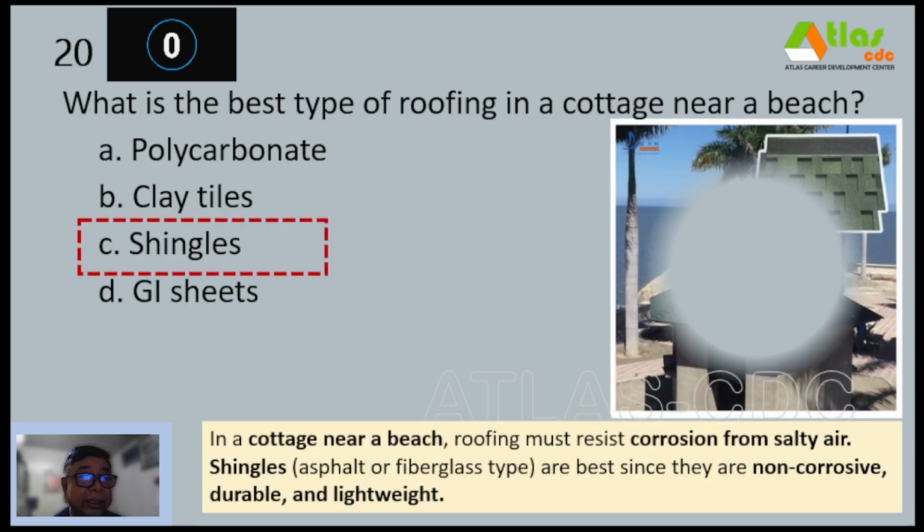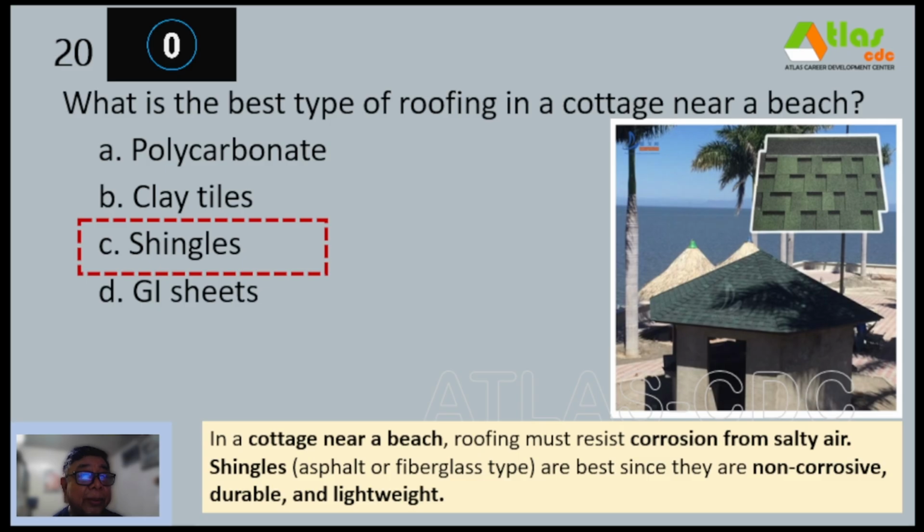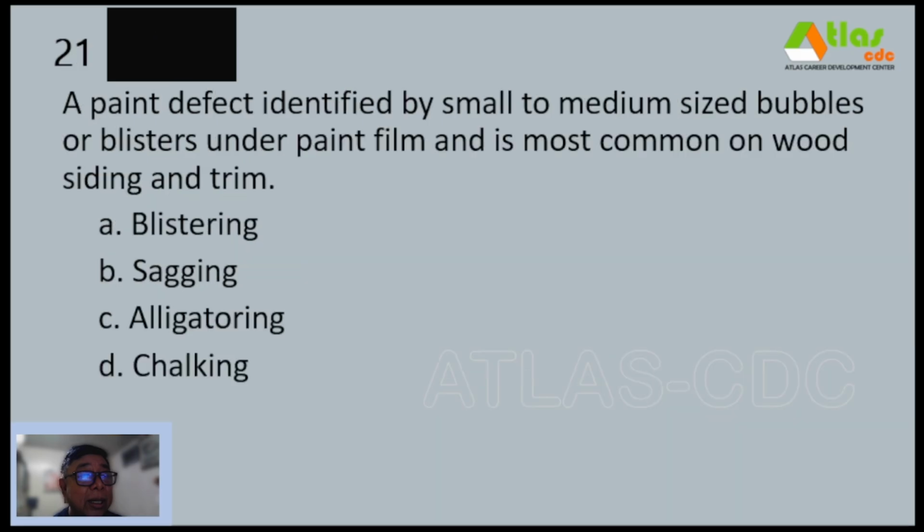Shingles. So in a cottage near a beach, roofing must resist corrosion from salty air. Shingles, asphalt, or fiberglass type are best since they are non-corrosive, durable, and lightweight.